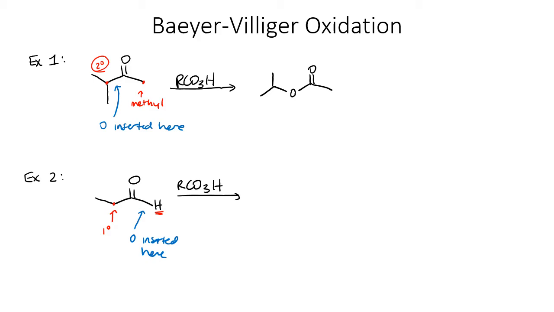So let's go ahead and draw our product. So aldehydes actually form carboxylic acids as a result of the Baeyer-Villiger oxidation. And that's always going to be the case because the H is always going to have the highest migratory aptitude.